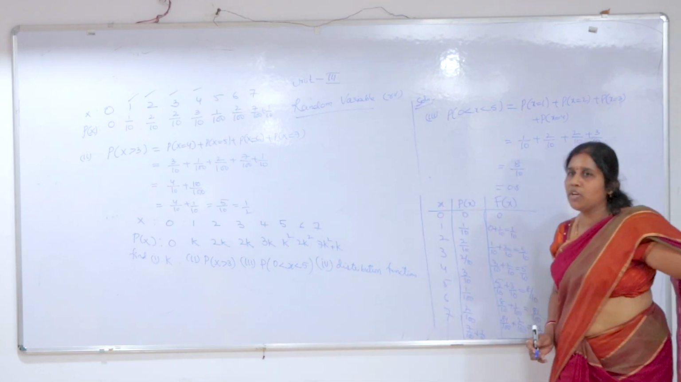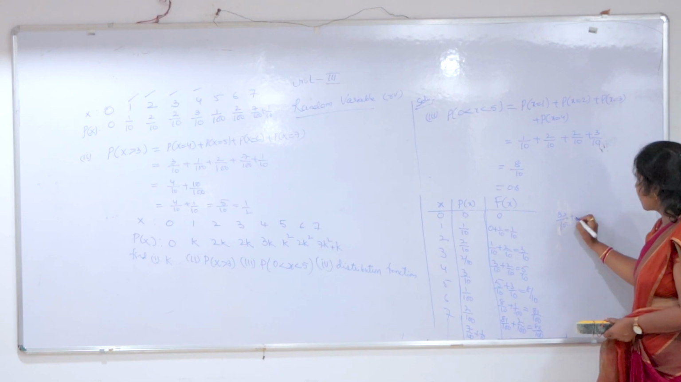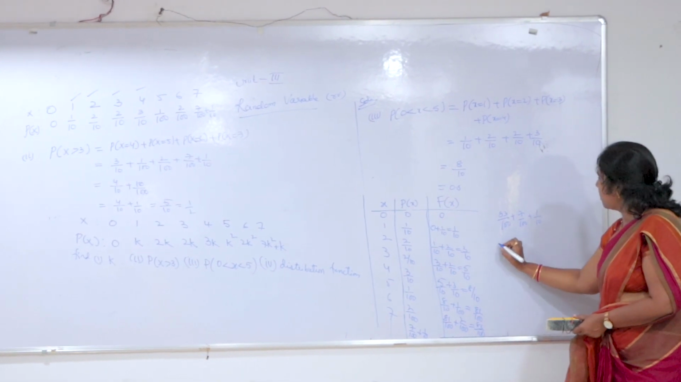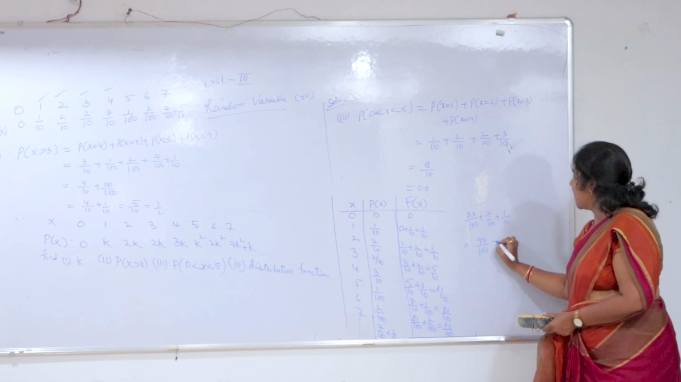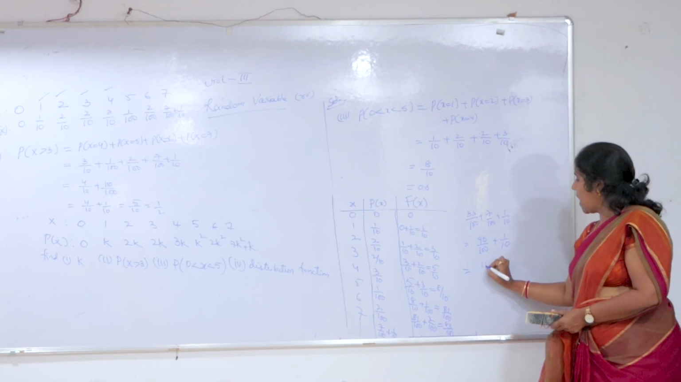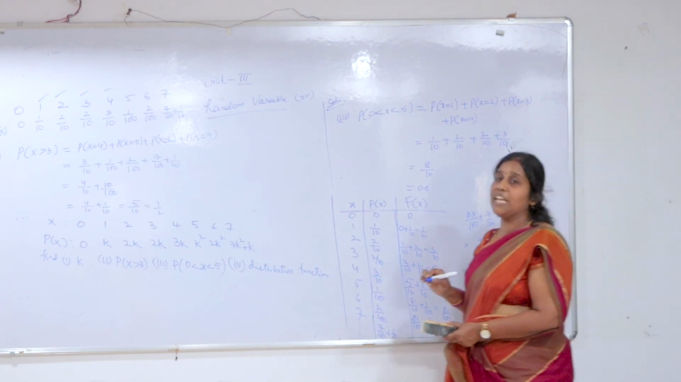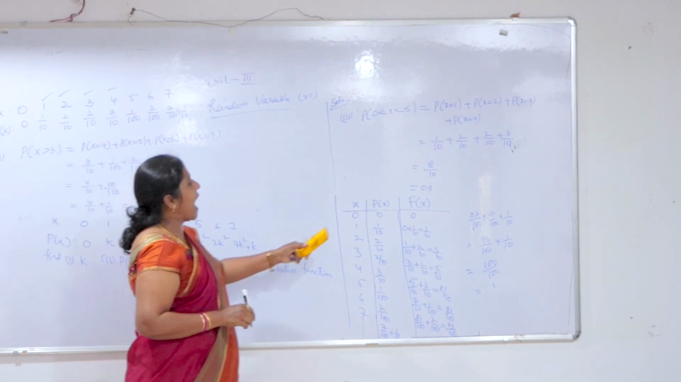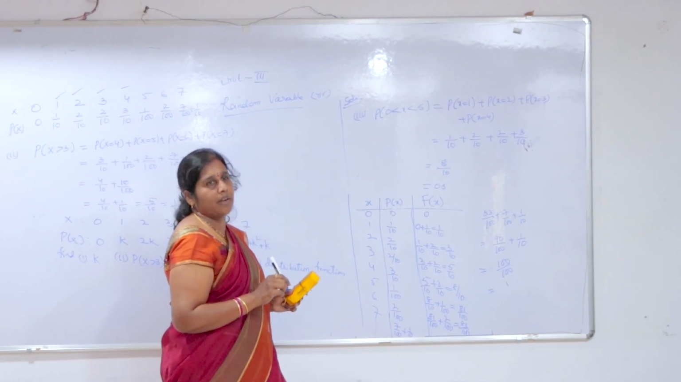And the last value I am going to write here, 83 by 100 plus 7 by 100 plus 1 by 10, which is nothing but what? So 83 plus 7, 90. 90 by 100 plus 1 by 10, which is nothing but 90 plus 10, 100. 100 by 100, which is equal to 1. What is that probability? If you add all the probabilities, total probability will be equal to 1. So the last value of the probability will be equal to 1.